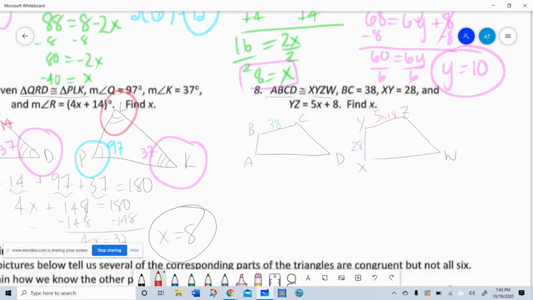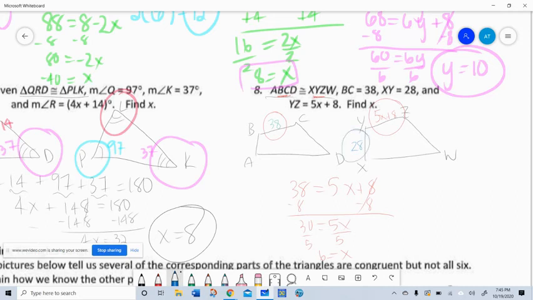So what pieces are going to match up? Well, it looks like BC is going to match up with YZ. And so I'm going to set BC equal to YZ. X would equal 6.